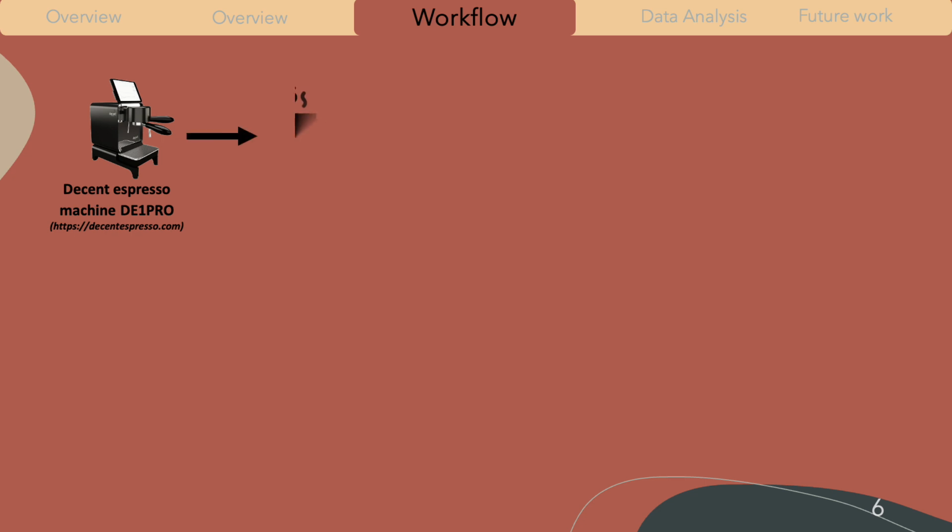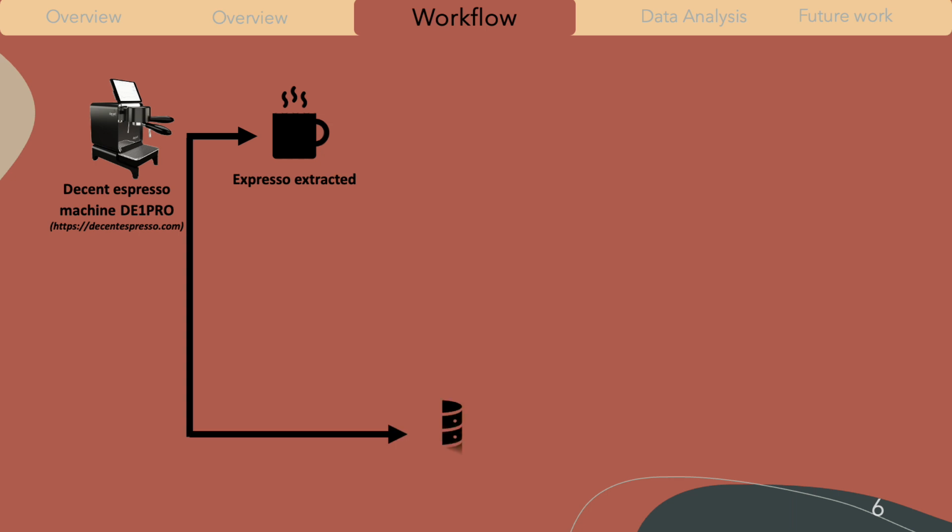So when we make the coffee, as I said, all the information about the shot is recorded in the cloud of the machine. So we have this batch of information on the cloud of the machine. And we give the coffee to the customer.